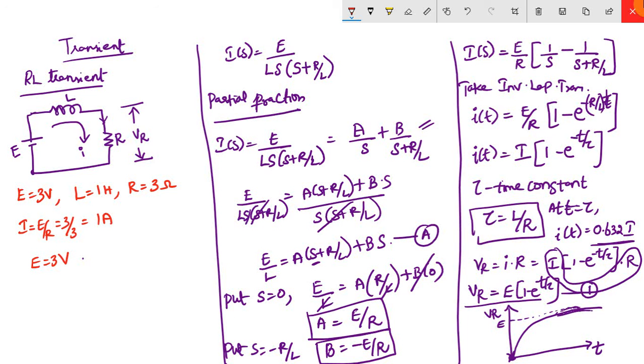Now what is the condition at t equal to tau? It should reach 63.2% of I, or in other words, at t equal to tau in the VR equation, it tells us 63.2% of the final steady state voltage, right? So at t equal to tau, the response should reach 63.2% of E, that is 3 volt. So what is 63.2% of 3 volt? It's going to be 1.89 volt.